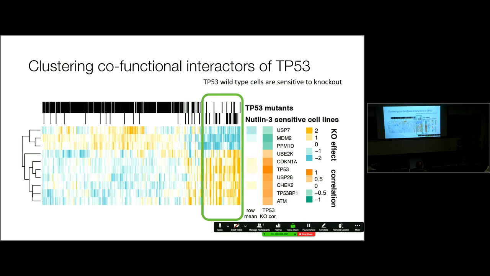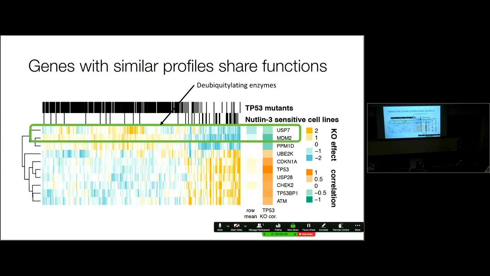So if you focus on the heat map, you'll see that most of the large effect sizes for these co-functional interactors lie in these TP53 wild-type cells that are sensitive to the drug. This makes sense. If you've already lost TP53, if you already have a mutation, you aren't sensitive to subsequent knockouts in this pathway. You can also zoom in on specific co-functional interactors.